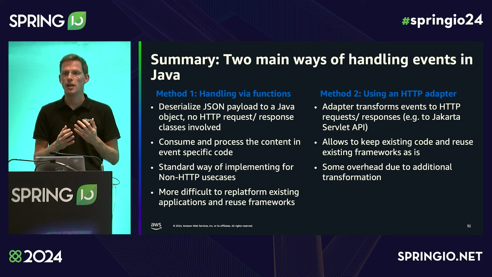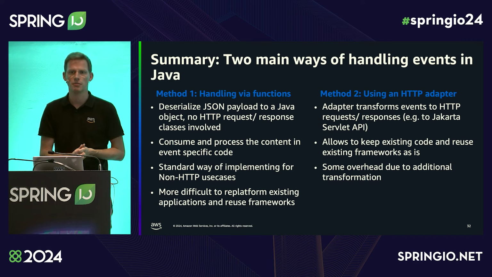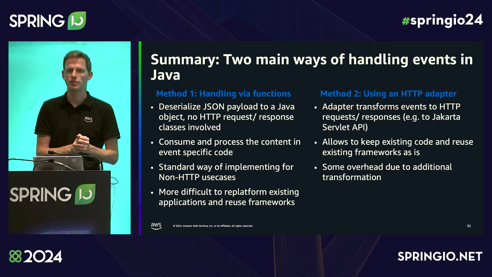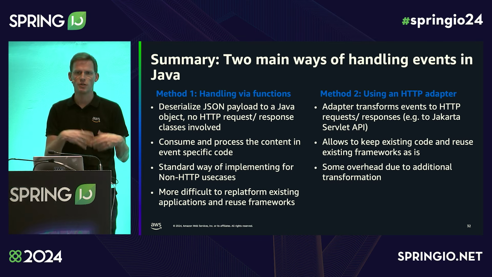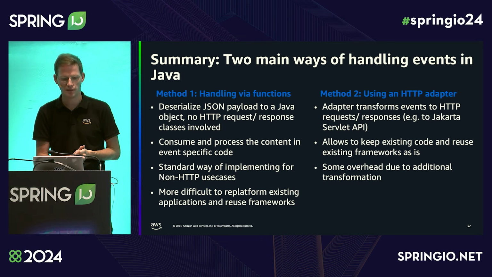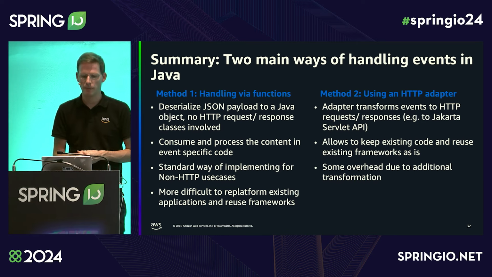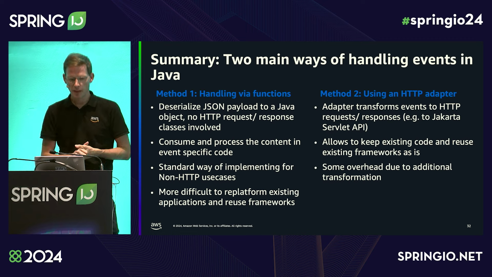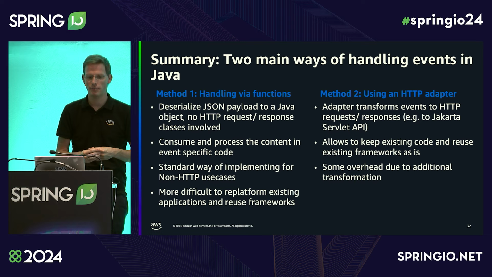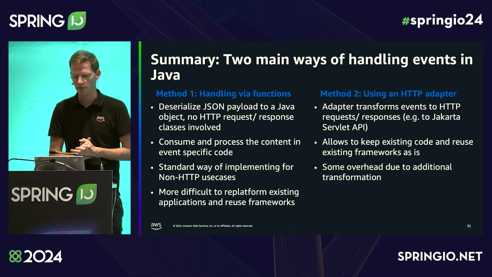But this is the standard way of implementing it for non-HTTP use cases like SQS or Kafka or the asynchronous things that we've seen. It's more difficult to re-platform the existing applications, so it would be quite an effort to rewrite some of the grown Spring applications that you've been investing in over the last years. And there the HTTP adapter is super compelling because it just transforms it, allows you to keep the existing code and reuse it. But there's, of course, some overhead due to the translation, right? So there is some additional logic involved. It's not as plain as the function handler code on the left-hand side.